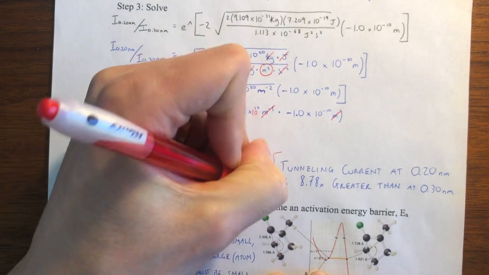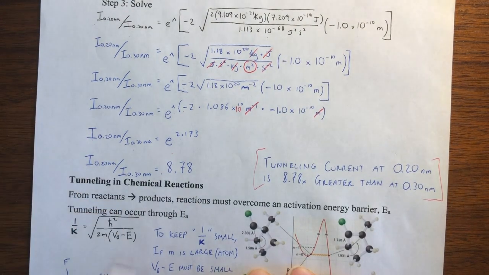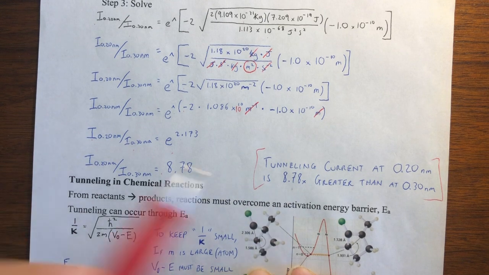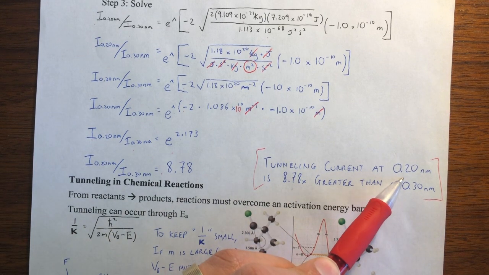So what does this mean? This means that the tunneling current at 0.20 nanometers is 8.78 times greater than that current at 0.30 nanometers, which makes sense. The closer that we are, the more current we observe.